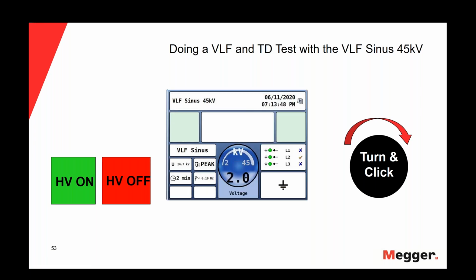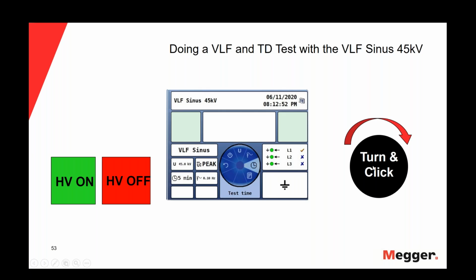And now I need to select the VLF test voltage for my test. I can go up to 45 kV in this unit. So I will go to the maximum. I will click on it. And now I need to select the test time for my VLF test. So I can select 90 minutes or infinite.